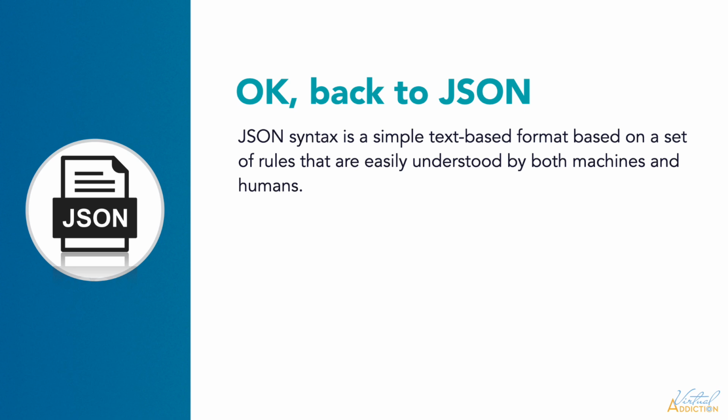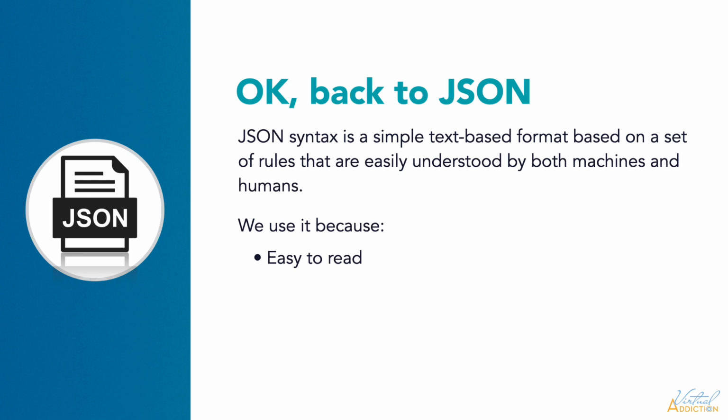So JSON, remember, it stands for JavaScript Object Notation, is a lightweight format for storing and exchanging data. It's used in web development for APIs, configurations, and storing information in JavaScript applications. It's basically a syntax that is a simple text-based format based on a set of rules that are easily understood by both machines and humans. This is why it's so popular. We use key value pairs with the value being either a string, number, object, array, Boolean, or null value.